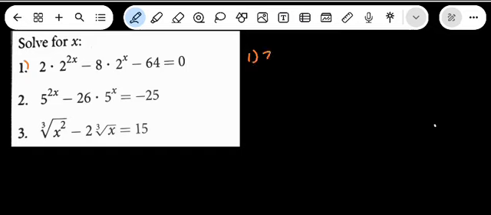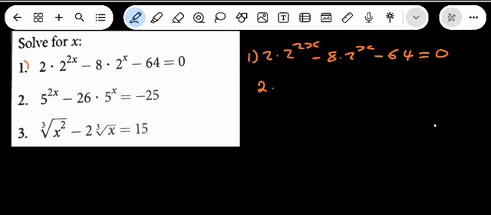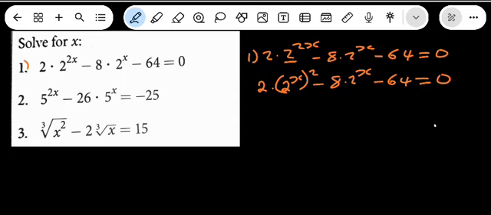We've been given 2 multiplied by 2 raised to the power of 2x minus 8 multiplied by 2 raised to the power of x minus 64. This must be equal to 0. Alright, so we can rewrite this as 2 to the power of x multiplied by 2 minus 8 multiplied by 2 to the power of x minus 64 is equal to 0.